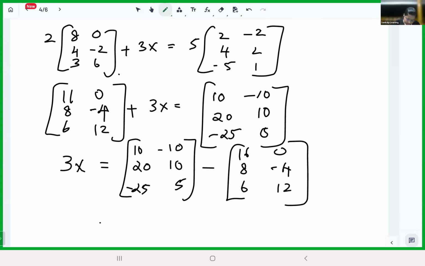So this is equal to, the first value will be, you have to subtract the first elements, isn't it? So 10 minus 16 is nothing but minus 6. Then minus 10 minus 0 is minus 10 itself. 20 minus 8 is 12. 10 minus minus 4 is 14. Minus 25 minus 6 is minus 31. Just 6, right?